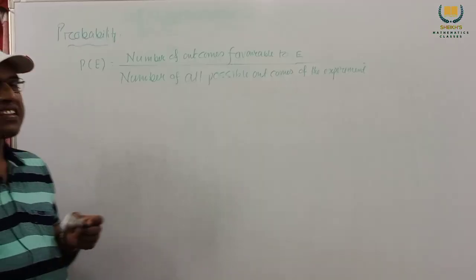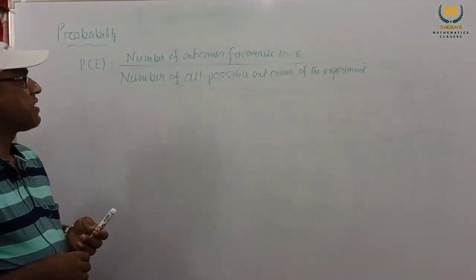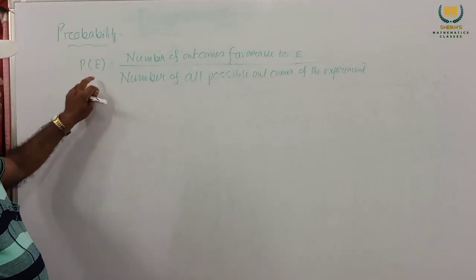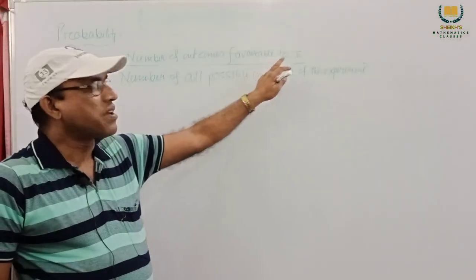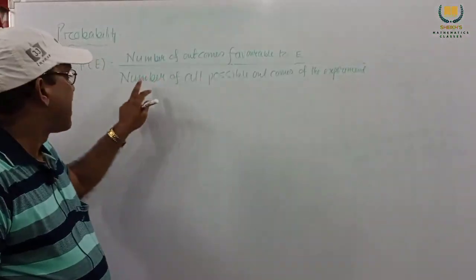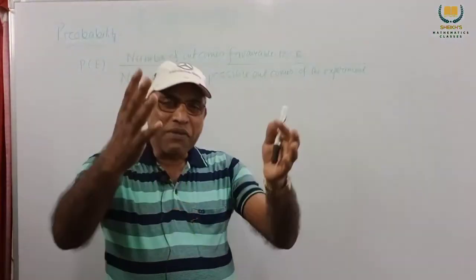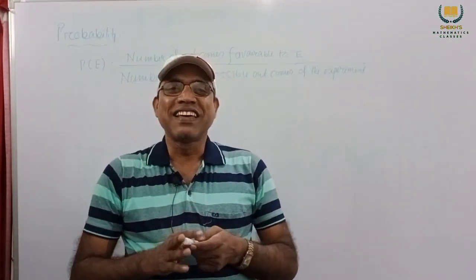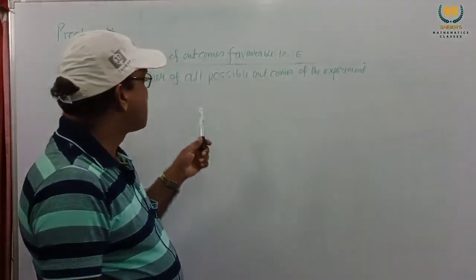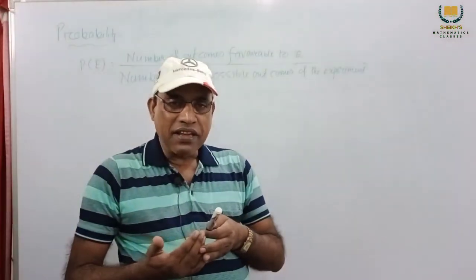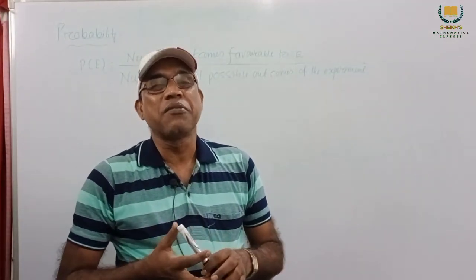Now we consider the definition of probability. This definition is called the theoretical or classical definition. Probability of an event E is the number of outcomes favorable to E divided by the number of all possible outcomes of the experiment. So favorable by total, this is called probability. This is our probability. How many results are in our favor and how many total results? Favorable by total, this is called probability.